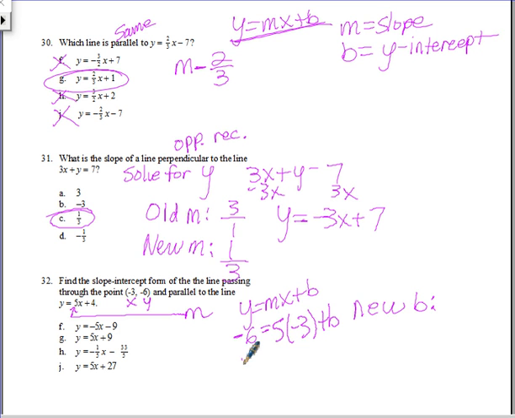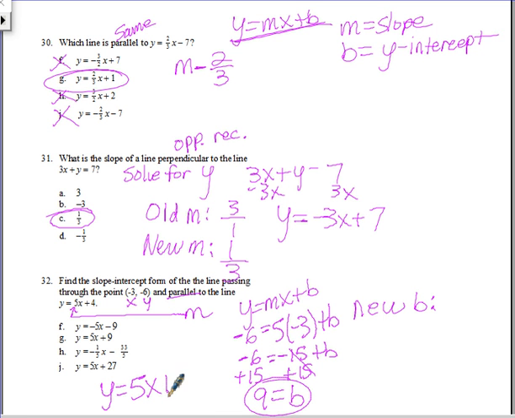So I have -6 equals -15 plus b. And then when you add 15 to both sides, this is 9 equals b. So you have the b, you have the m, it has to be parallel. So I have y equal the same m, so 5x, and then your new b, which is 9. So your new b is 9, and we have to have g.